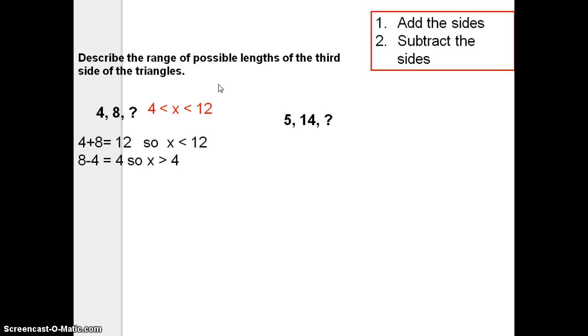I want you to try this next one on your own, so pause the video. So this one you should get the answer that x is between 9 and 19. And then the last one. This one should be that x is between 5 and 9. Remember, this means the answer could be 6, 7, or 8, but it could not be 5 or 9.